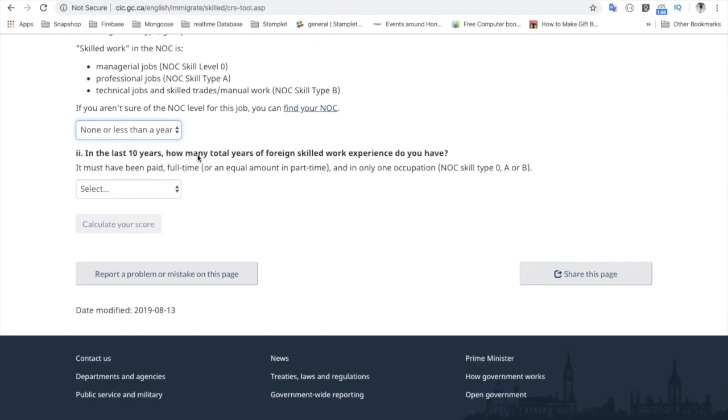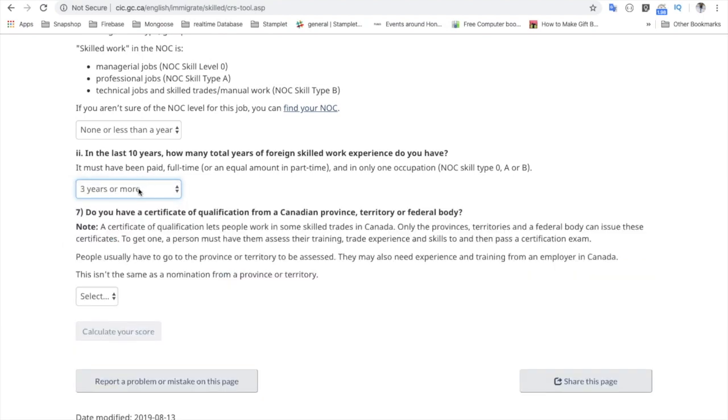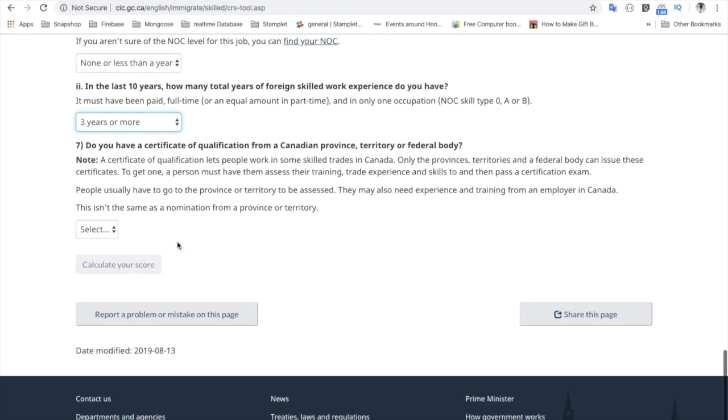Now, in the last 10 years, how many total years of foreign skilled experience do you have? So, I've worked in Hong Kong and I've worked in India. Total work experience is 9 years and it's all skilled. So, I'll select 3 or more years. So you actually get equal points if you have more than 3 years. For example, if I have 9 years of experience, it's equal to a person who has 4 years of experience. So I'll select the maximum one here.